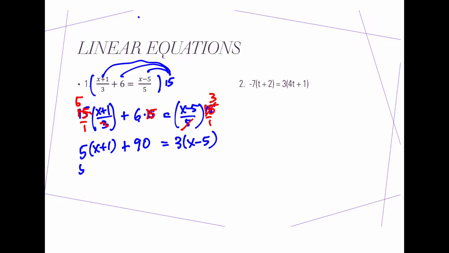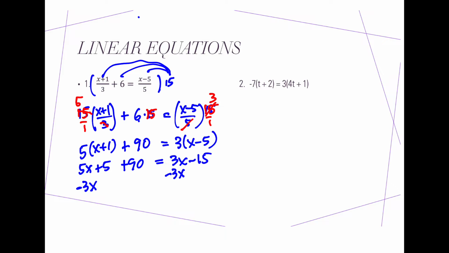So this would give me, as I distribute, 5x plus 5 plus 90, and then 3x minus 15. So each of my terms now is separated by a plus or a minus. Some are variable terms, some are constant terms. I'm going to get the variable terms to one side. So for example, if I want my variable terms to be on the left-hand side, I'm going to subtract the one that's on the right and balance out that subtraction by doing the same operation on the other side.